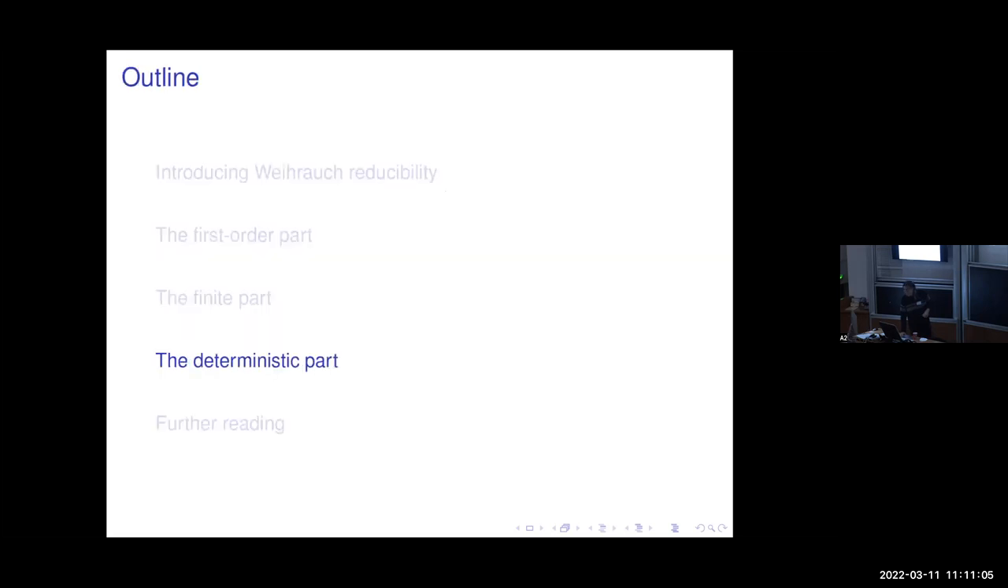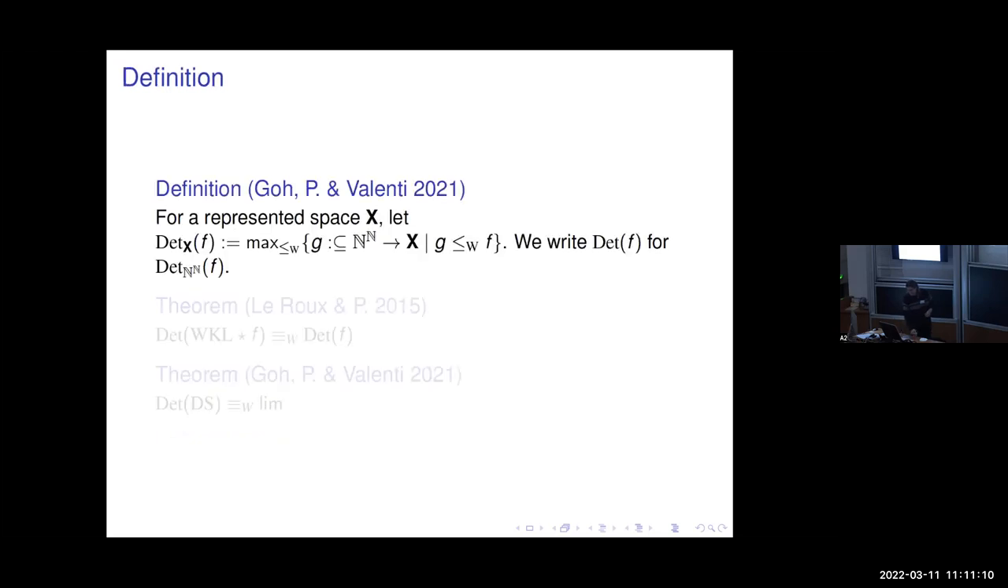I'll actually do tell you what the deterministic part is. Similar idea as before, we are looking at the maximal Weihrauch degree below a given Weihrauch degree that has a nice representative. We can define this for any represented space X: I want the largest Weihrauch degree below me which can compute a single valued function into that space X. We've mostly looked at it just for Baire space.